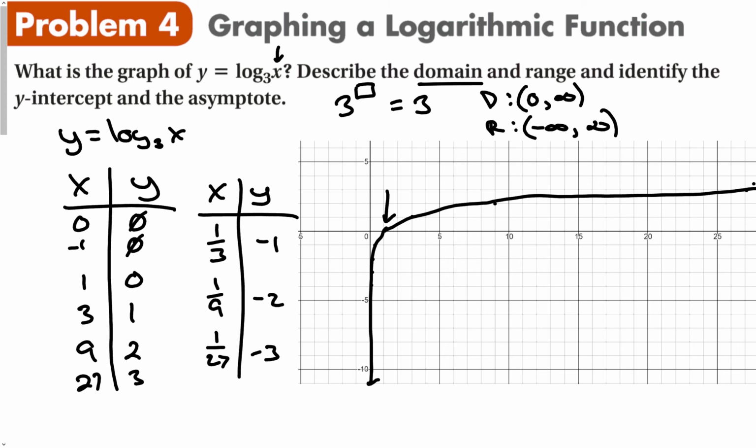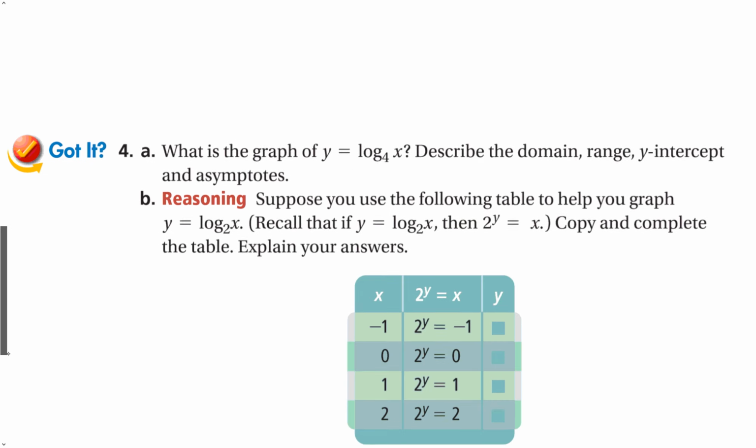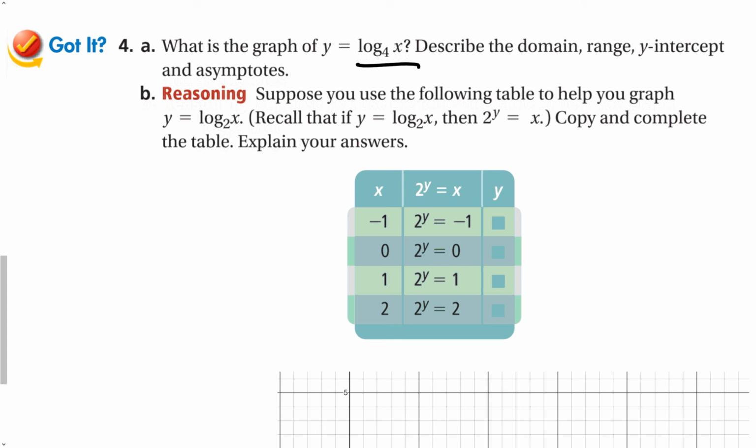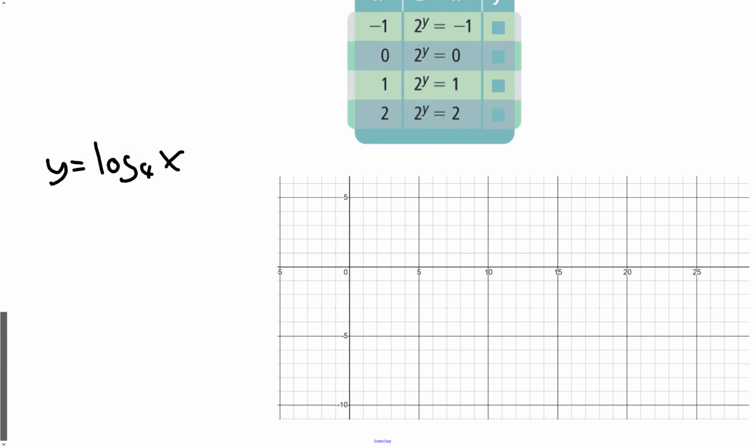And we can do this for any logarithmic function. Pick numbers that work well inside of the logarithm. Let's graph this one: y is equal to log base 4 of x. Pick numbers that work well with 4. Well, remember, the output, the y-coordinate, is going to be the exponent. Right? Answers to logarithms are exponents.